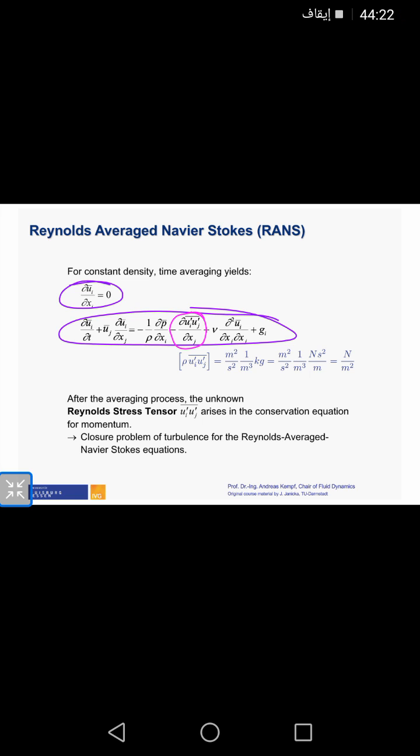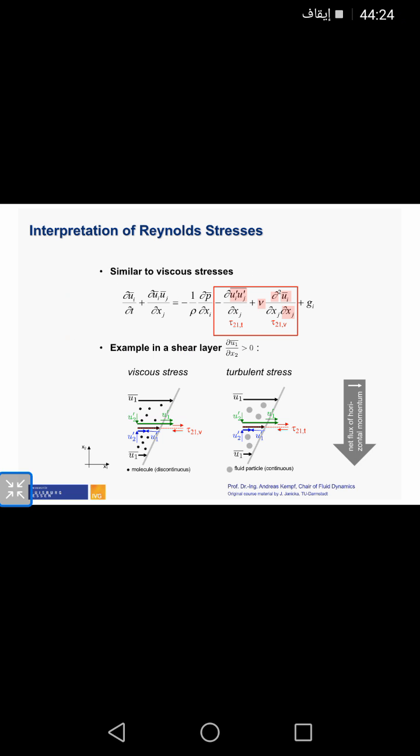Then let's move on. Next slide. So how can we interpret these Reynolds stresses? They are funny beasts, right? If we look at the Reynolds stresses here, mathematically, they are something fairly similar. They are a stress. These terms and these terms, they both provide us with stresses.